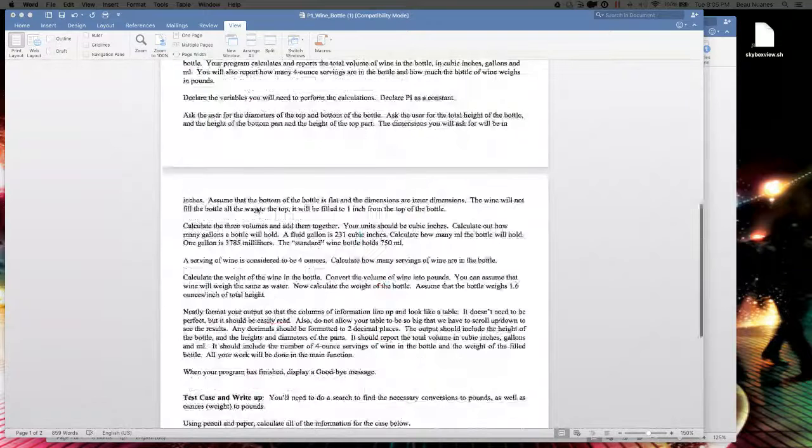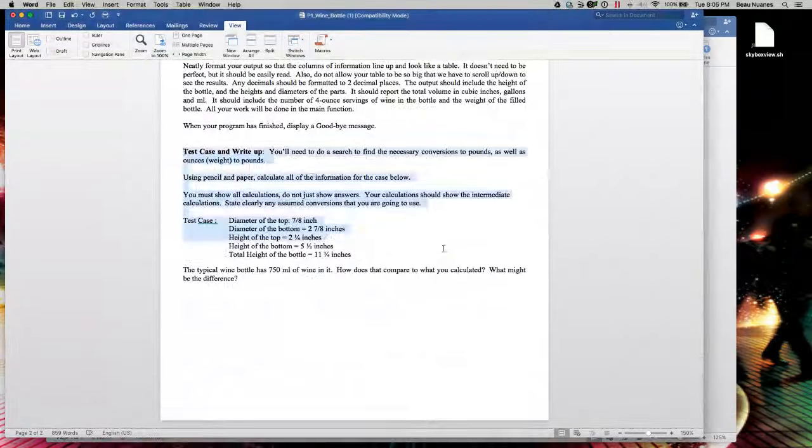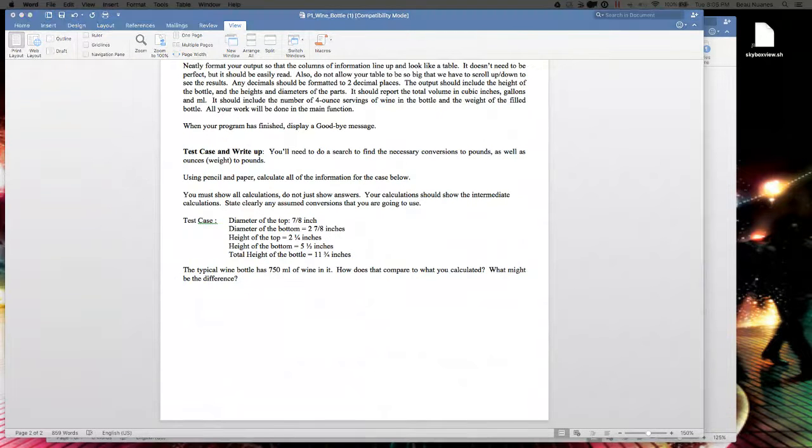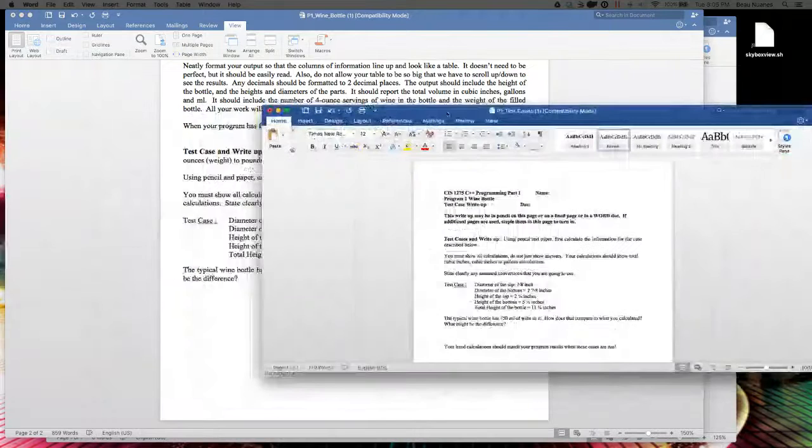At the bottom, there's this test case write-up that gives you basically the same thing that's going to be in the other file. So the other file is the test cases that are here. This is what you'll turn in.